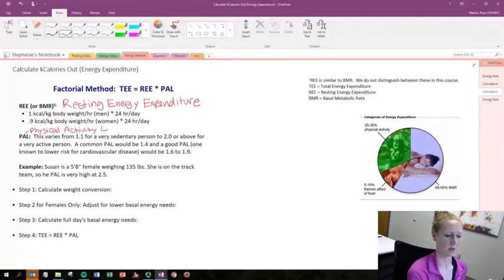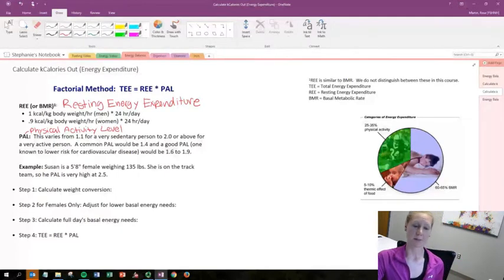All right, so REE is pretty easy to remember, especially for males. It's just going to be equal to 1 kcal per kilogram of body weight per hour. So you would just multiply it by 24 to get the total for a day. But for females, since they burn slightly less, their REE is slightly lower on average. We're going to multiply it by 0.9 and then times it by the 24. Physical activity level is a number that could range from 1.1 for a highly sedentary person all the way up to 2.0 or even higher for a highly active person.